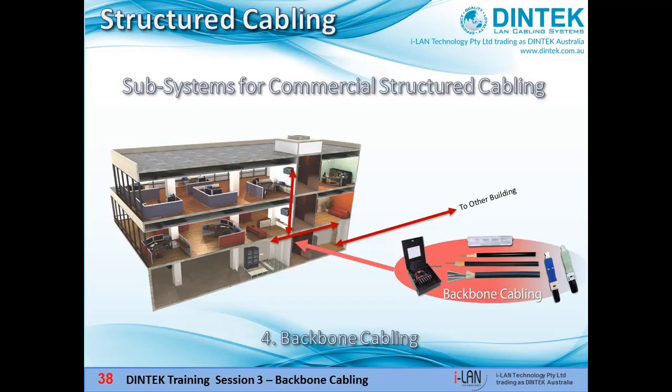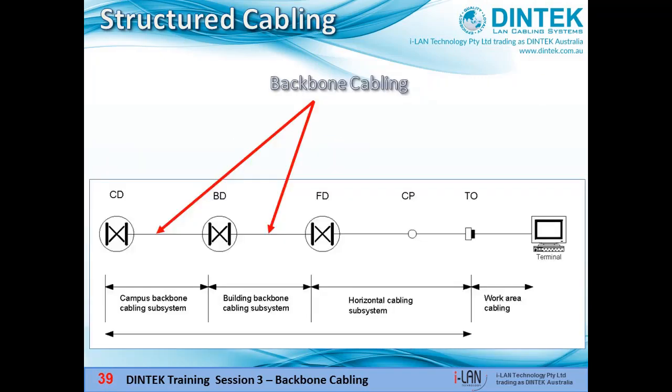Backbone cabling is the fourth subsystem under the ANSI TIA 568.1-D standard. It's the term used to describe the cabling that connects entrance facilities to the equipment room and the equipment room to the telecommunications rooms. Between buildings, we'd expect to see optic fibre for our backbone cabling. From the equipment room to the telecommunications rooms could be either optic fibre or UTP depending on the size of the building or the customer's requirements.